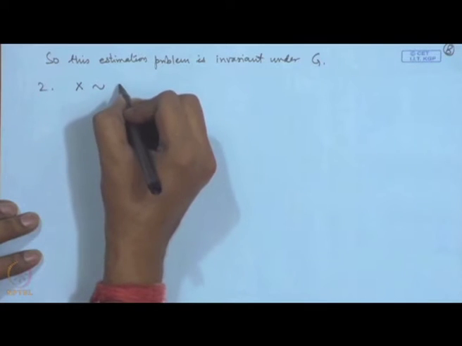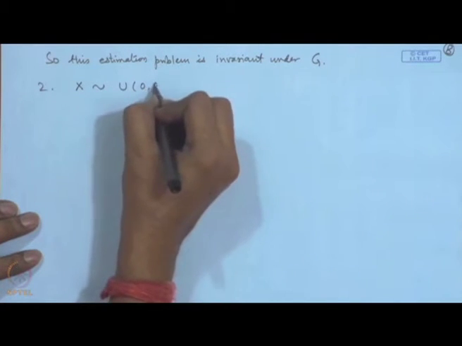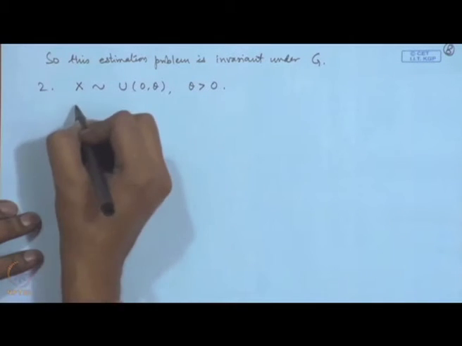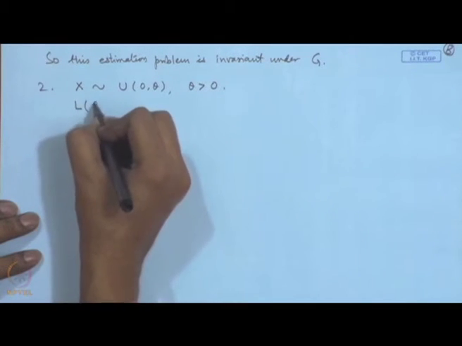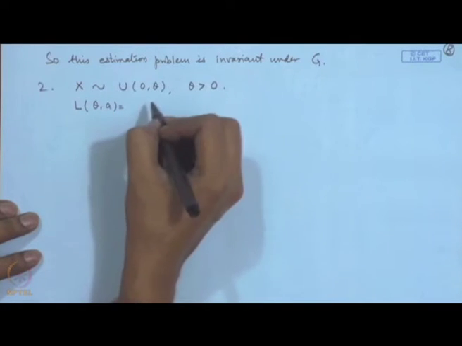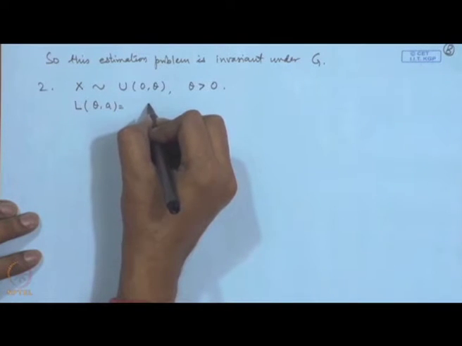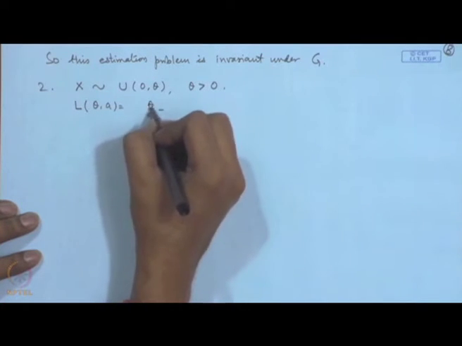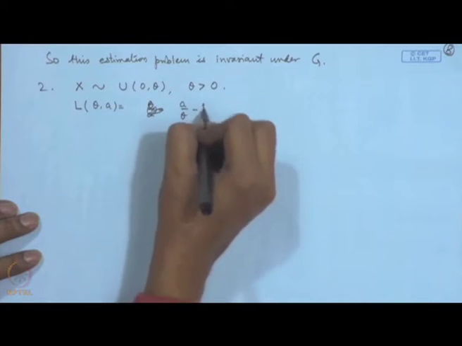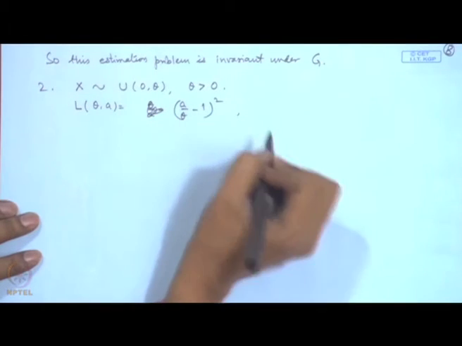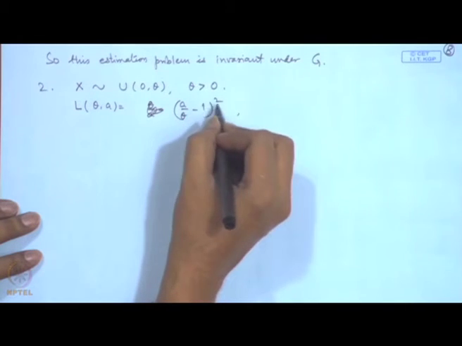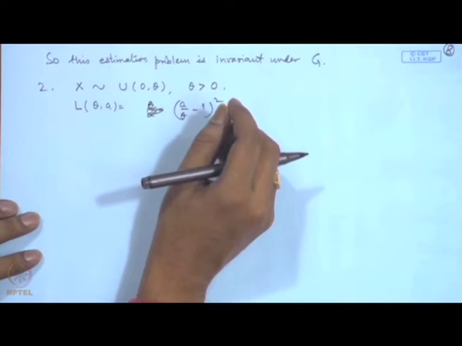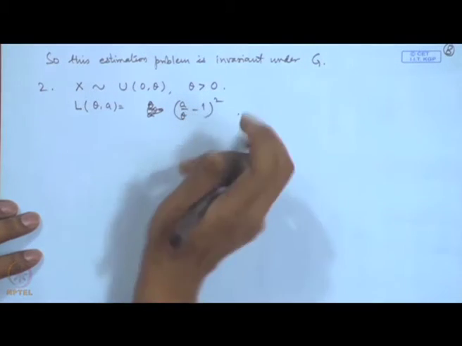Say X follows uniform distribution on the interval 0 to theta, where theta is positive. Let us consider the loss function in estimating theta as, say, (a/theta - 1) squared, that is (a - theta) whole squared divided by theta squared. So, in place of the squared error, we have considered a quadratic loss function.